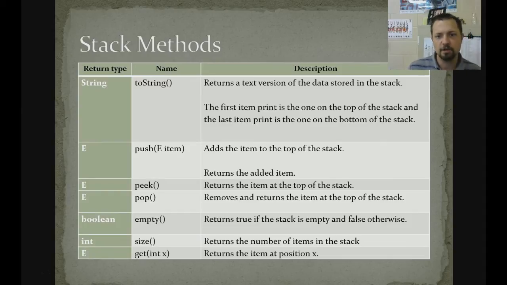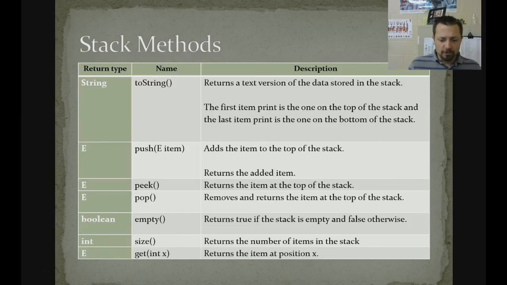Peek returns the item at the top of the stack. It does not remove it. So when you peek at something, you get to know what's there, but it doesn't go away. Pop removes the item from the top of the stack and returns it. So this actually takes the top item from the stack. Boolean empty returns true if it's empty, false otherwise. That's pretty self-explanatory. Int size tells you how many things are in the stack.